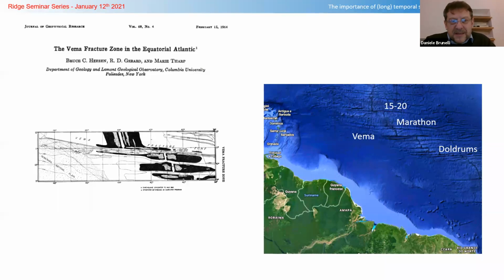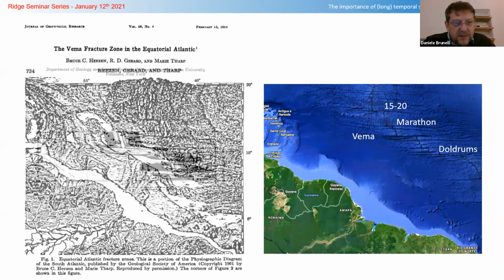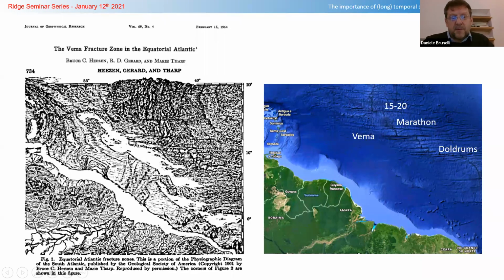And for instance, this is the first map produced by Heezen, Gerard, and Maurice Ewing in 1964. I was not even born at that time, but this kind of mapping is exactly the representation that we now have in Google Maps, with the land, the continental shelf and the ridge. And we recognize the 15°20′, the Marathon, Mercurius group of fracture zones, the Vema with this transverse ridge, and the Doldrums system.